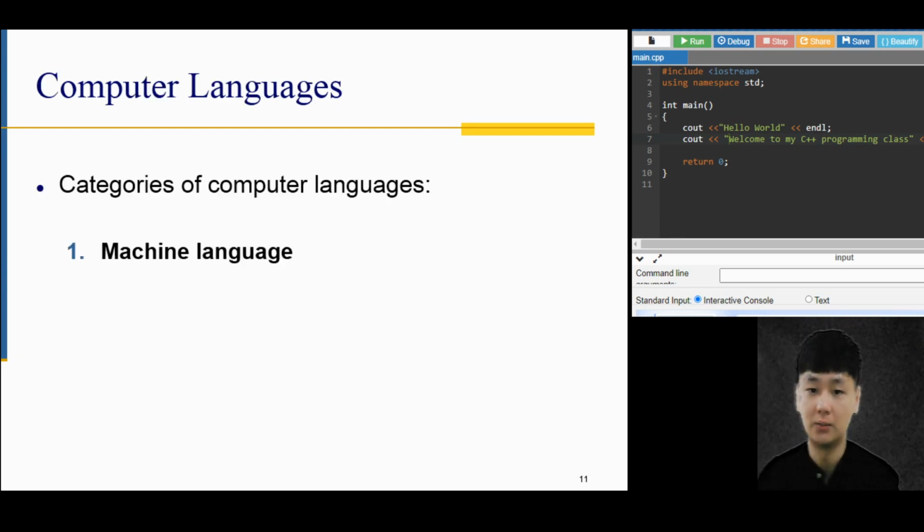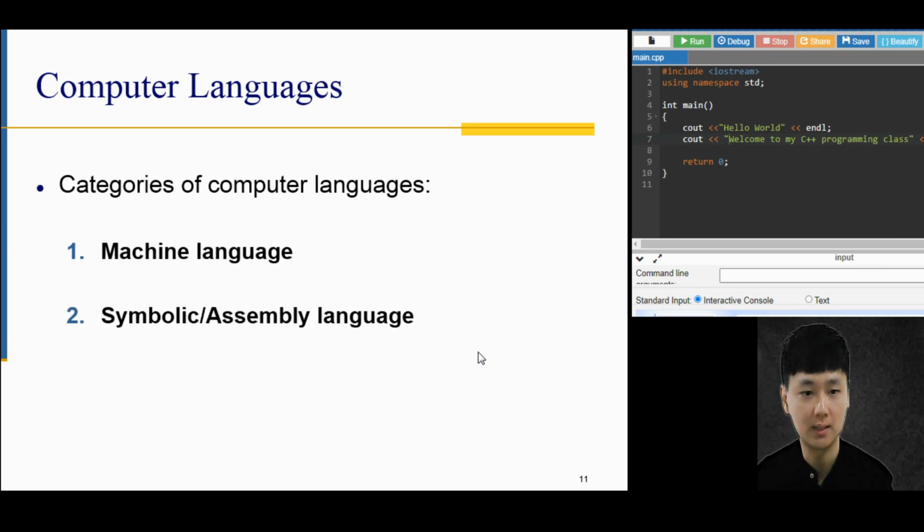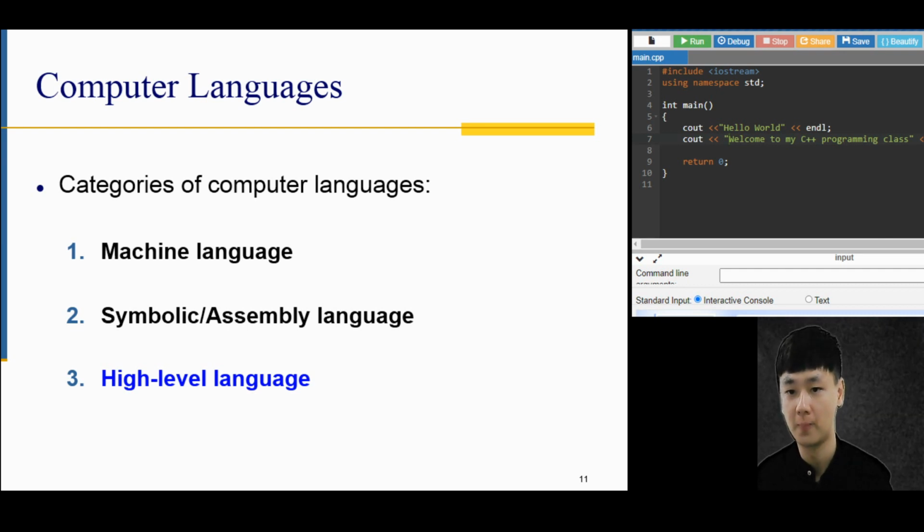Before I show you these techniques on how to write a good program, let's move on to some history and background of computer languages. There are three different categories of computer languages to write a program. The first one is machine language. The second one is symbolic, or what we call assembly language. The third one is high-level language. The language that you are going to learn in this course falls into category three, high-level language.